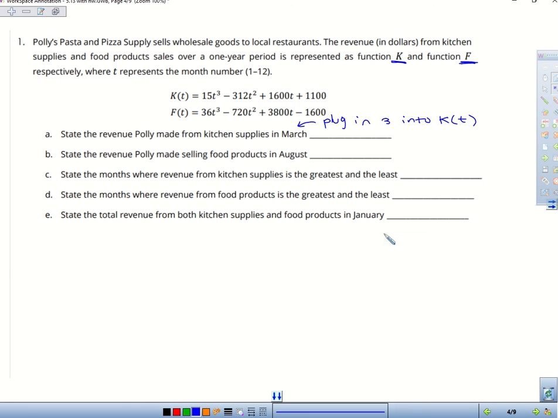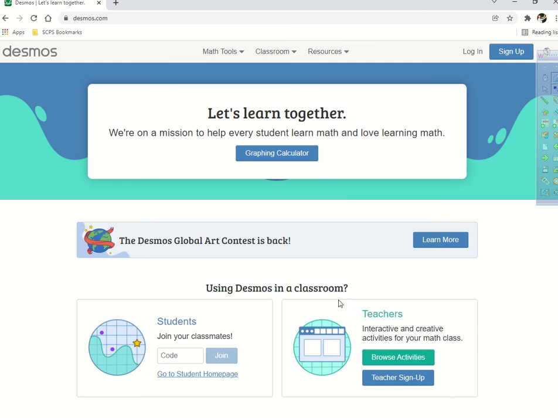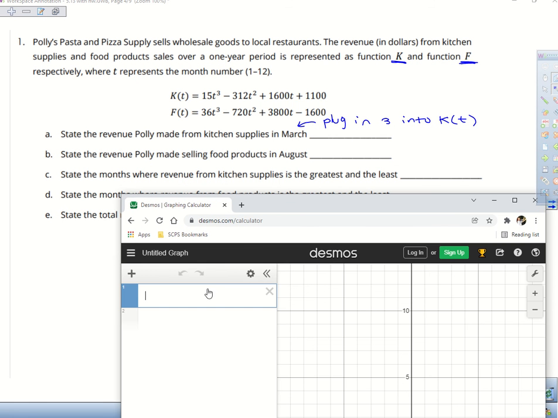So we have this other tool called Desmos, right? Anybody know what we could do in Desmos to figure this out? Type the equation in. Yeah, we could put in both equations, right? So theoretically, if I had Desmos open, which I will in a second. Okay, so we got Desmos. And if I type both of these equations in, I have K of T. Now here's the one issue with Desmos.